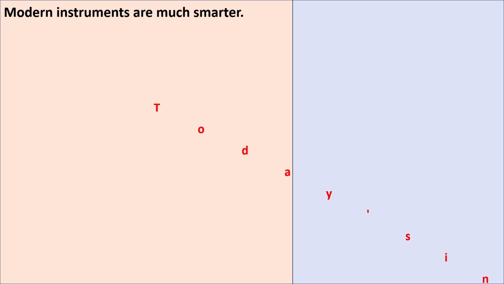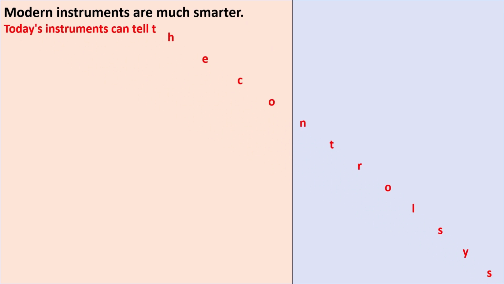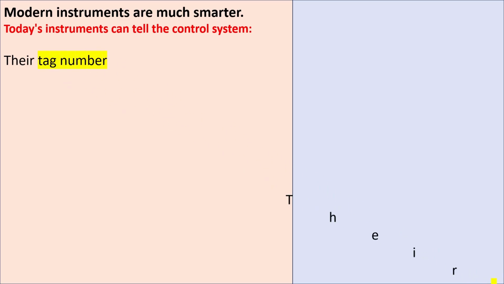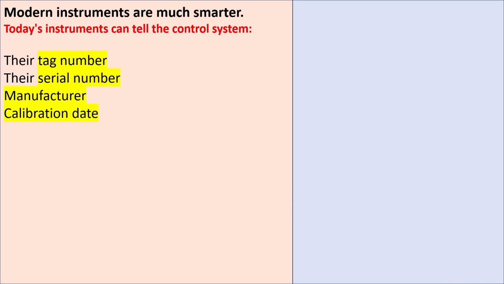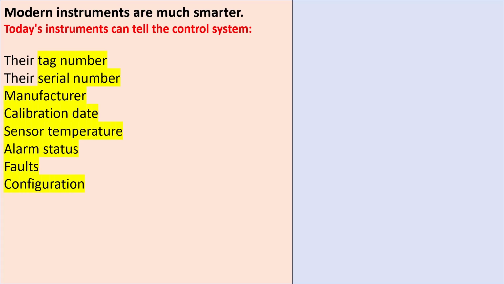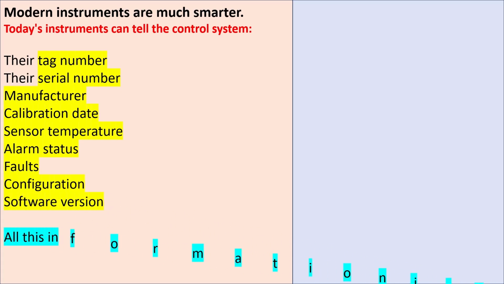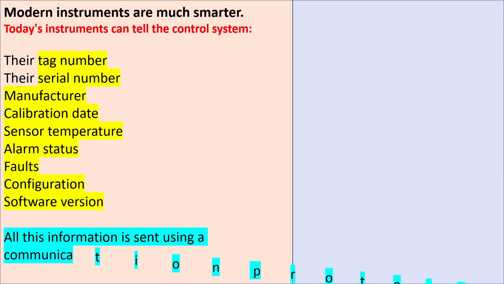Modern instruments are much smarter. Today's instruments can tell the control system their tag number, their serial number, manufacturer, calibration date, sensor temperature, alarm status, faults, configuration, software version. All this information is sent using a communication protocol.